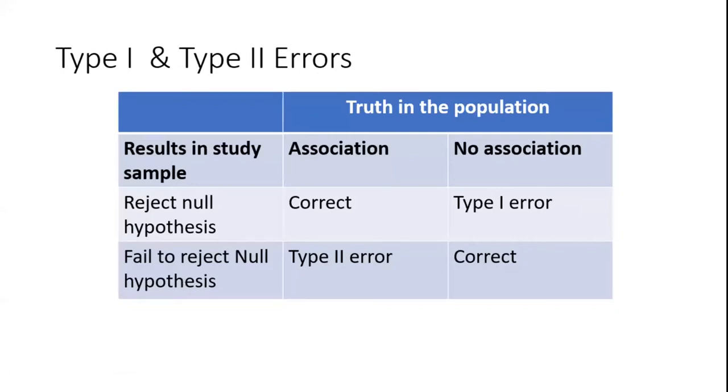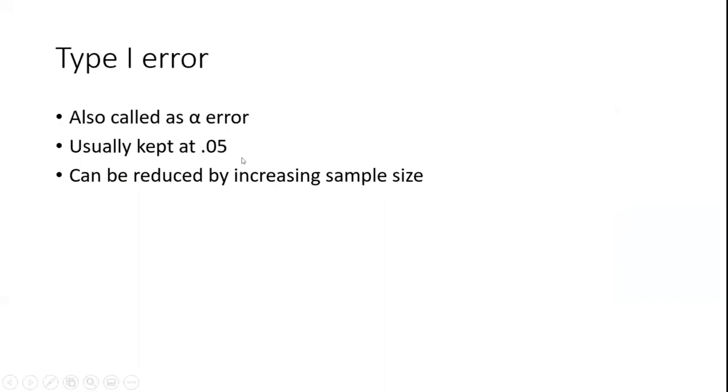Yesterday, Dr. Banerjee had told you, what is a type 1 error? The type 1 error is an incorrect rejection of the null hypothesis, and the type 2 error is failure to reject the null hypothesis. Now the type 1 error is a very serious error, so it is usually kept at 0.05. It's also called alpha error.